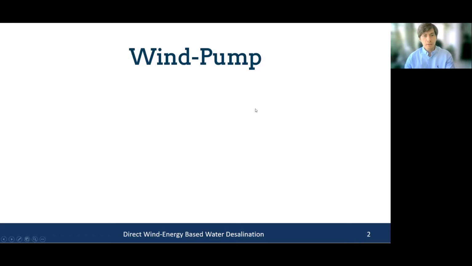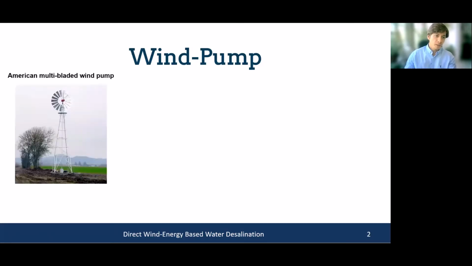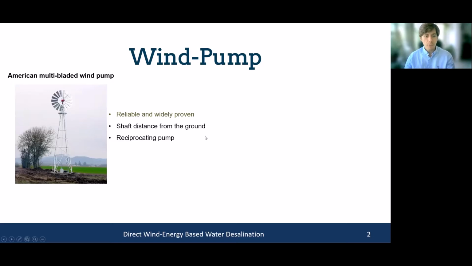We're going to start talking about wind pumps. Everyone knows the American multi-bladed wind pump, which is a highly reliable and widely proven wind pump. There's a large distance between the shaft and the ground, and this is why they use reciprocating pumps. However, those pumps only have between 4 to 8% pumping efficiency, and this is at low speeds. At high speeds, they have only 1 to 2% efficiency.